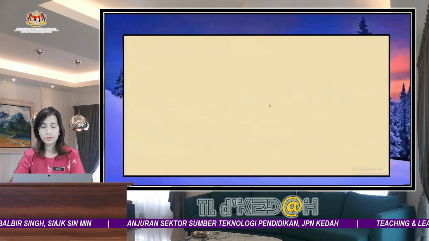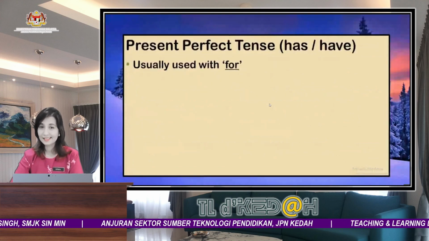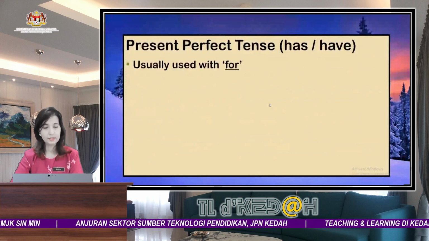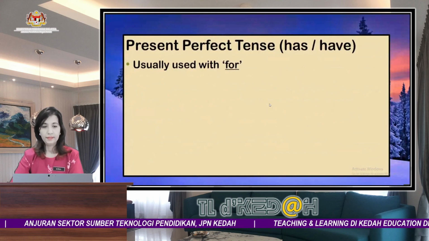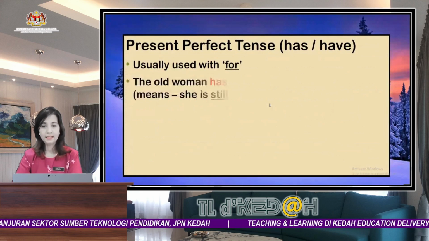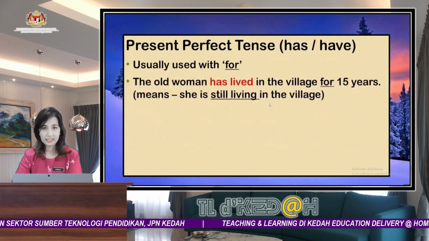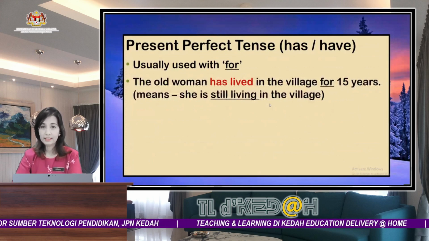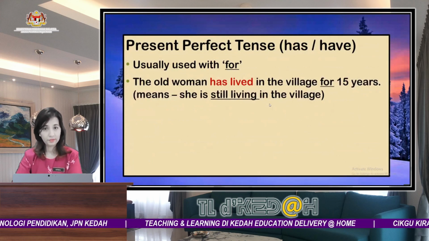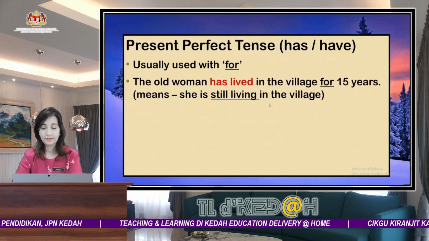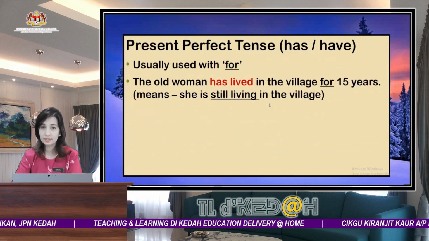It's usually used with for and since for some cases, but more often using for. Let's look. The old woman has lived in the village for 15 years, meaning she is still living in the village. She has not left the village. She has lived in the village for 15 years and she's still there now.